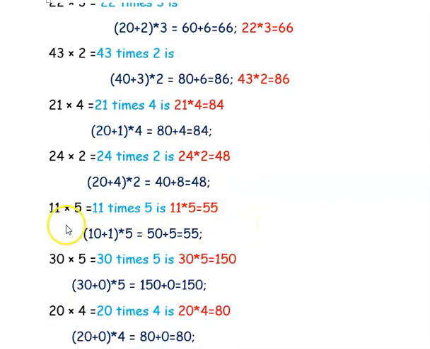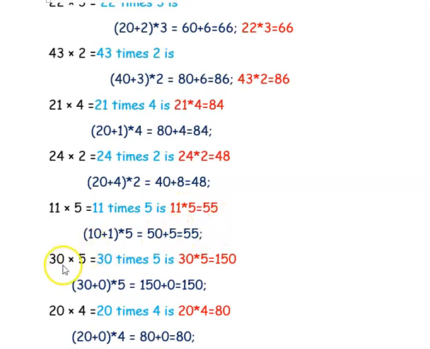And the next number is 11 into 5. That is 11 times 5 is dash. So 11 is repeated 5 times. Now here we are splitting 11 as 10 plus 1 into 5. So now 10 into 5 is 50 plus 1 into 5 is 5. So 50 plus 5 is 55. So thus 11 into 5 is 55.